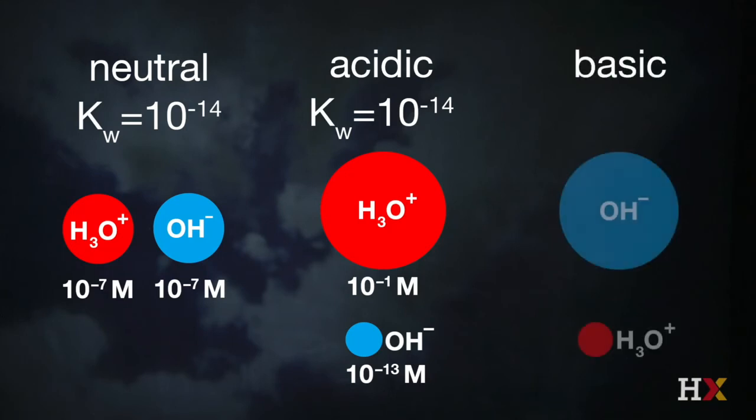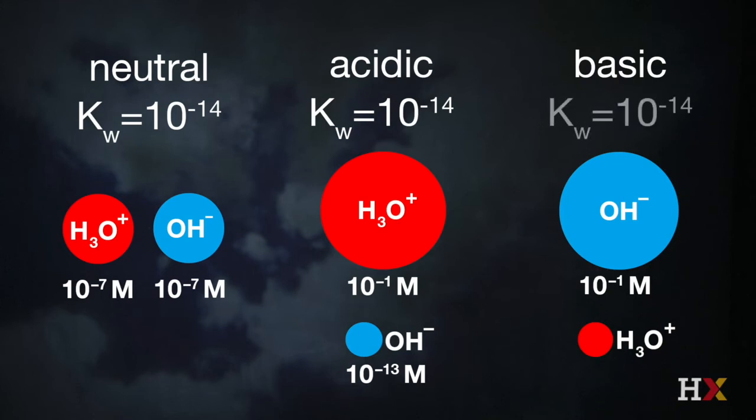So now we have to look at the case for inserting a base into solution. Now in this case, we put a strong base in, we can achieve a 10 to the minus 1 molar OH minus concentration. But that tells us immediately, because the product of OH minus and H3O plus is locked to 1 times 10 to the minus 14, that the H3O plus concentration decreases to 10 to the minus 13 molar. And again, 10 to the minus 13 times 10 to the minus 1 gives us our equilibrium constant for water.